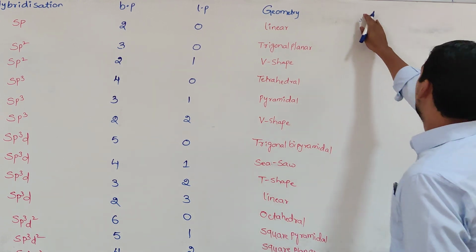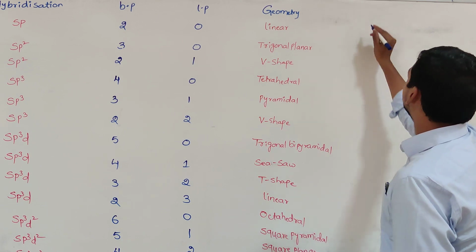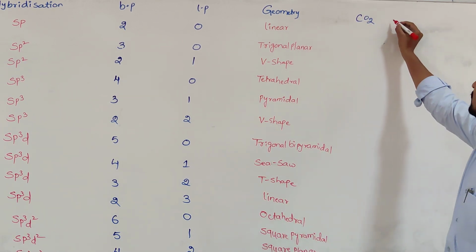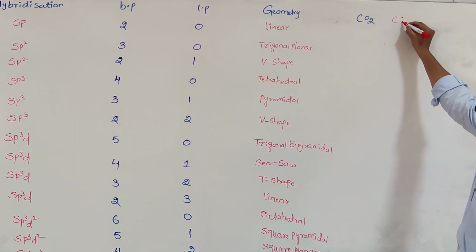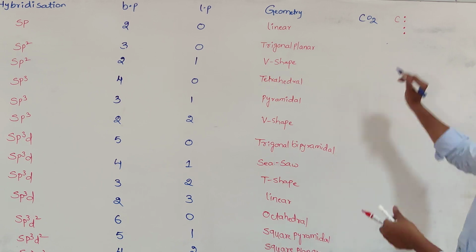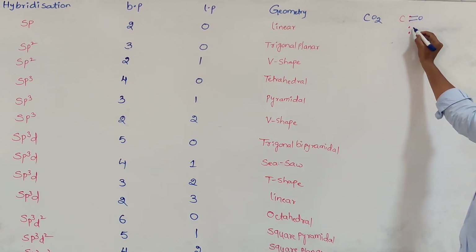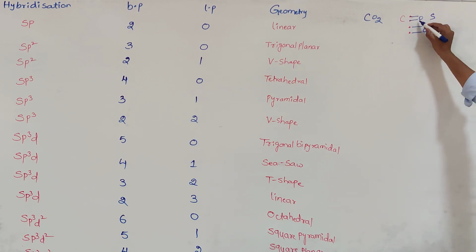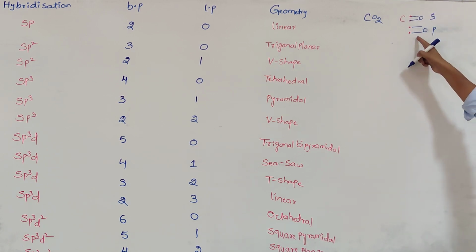So you know very well the carbon dioxide molecule, CO2. In the carbon dioxide molecule, carbon has how many valency electrons? 4 valency electrons. Each oxygen can form a double bond, so 2 electrons are needed, 2 electrons are needed. Here the double bond is also treated as a single unit.